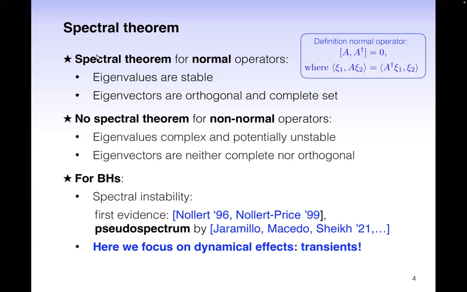What is currently not well understood, at least not to my taste, is what the physical implications of that spectral instability are, especially in the black hole spectroscopy program. Now, having said all that, in this talk today, we are going to focus on the implications of non-normality on dynamical effects rather than quasinormal mode frequencies. And this, as I said, will give rise to transients.